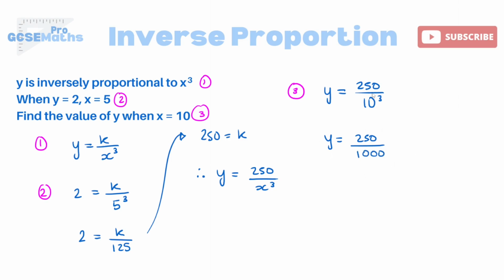Obviously, if it's a calculator question, you can just type it straight in as it is. But that would simplify to 1/4. So y is 1/4 or 0.25 as a decimal. So that one didn't actually need any rearranging because we already had y as the subject. So it's a little bit easier.